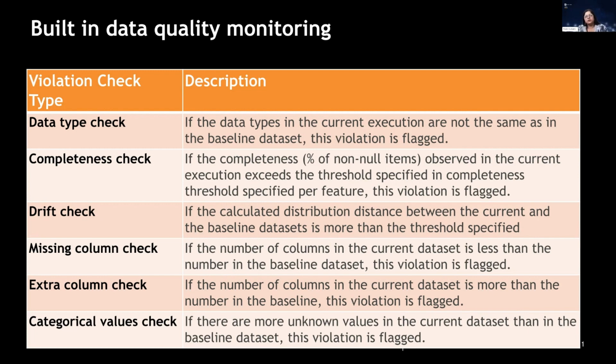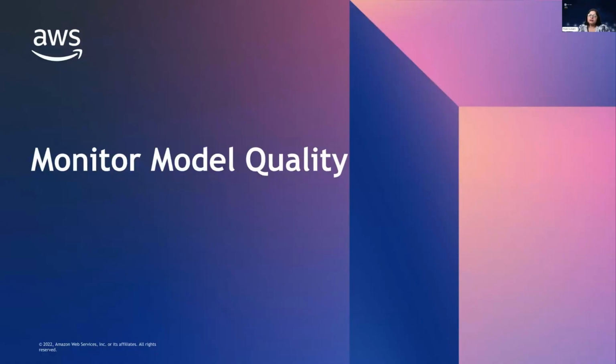And I talked about the CloudWatch alerts. These violations will show up in the alerts and you can act on them once they show up in CloudWatch. If you can go to the next slide. Next is the model monitor model quality, which is going to need your target variables. And I'll tell you how, if you can go to the next slide.